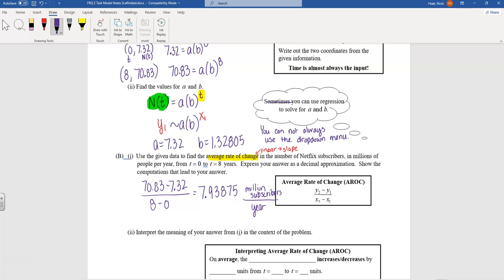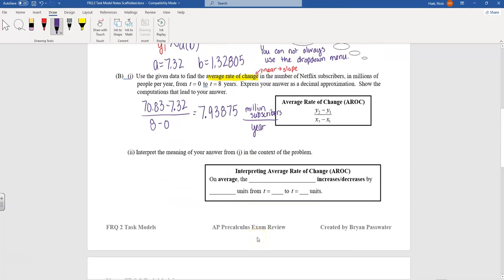Okay. Yes. Would you have to put years since 2007? No, not here. Because the rate of change, it really doesn't matter where you subtracted those, like whether we call it 2007 to 2015 or whether we call it 0 to 8, it's still 8 years, right? So for this part, you do not have to specify that that's years since 2007. You just would have million subscribers each year for that.